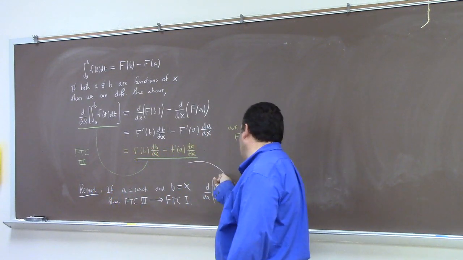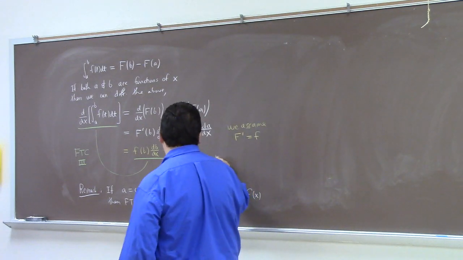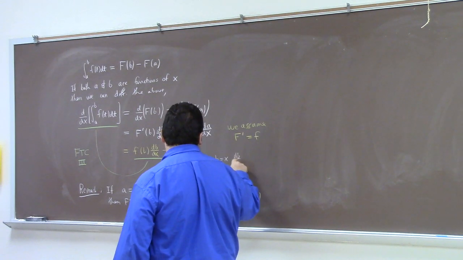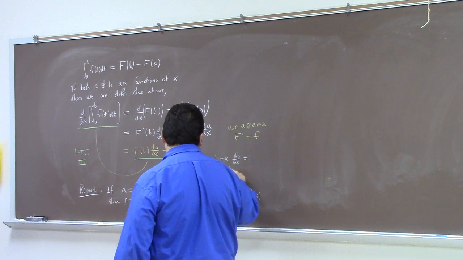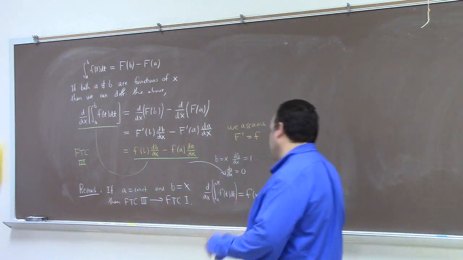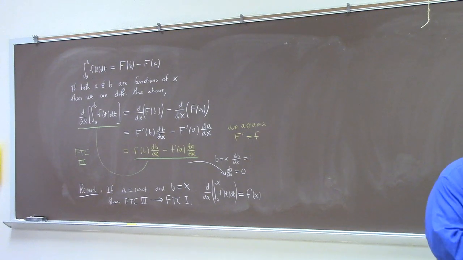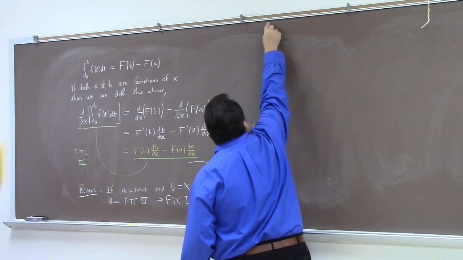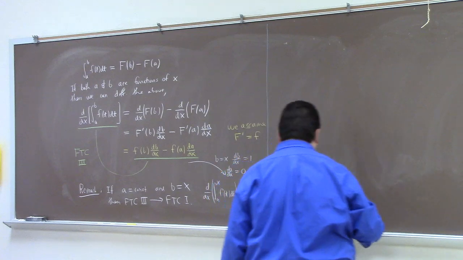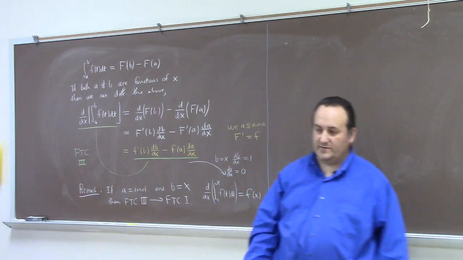So this becomes that in the case that b equals x, dB dx equals 1, and dA dx equals 0. You could look at FTC III as a special case of FTC I if you want. But anyway, as you may recall from last class, it took us a little work to prove FTC I. It wasn't entirely trivial. In fact, it's probably the most sophisticated argument I've shown you this semester, as far as I can think of. So any questions?